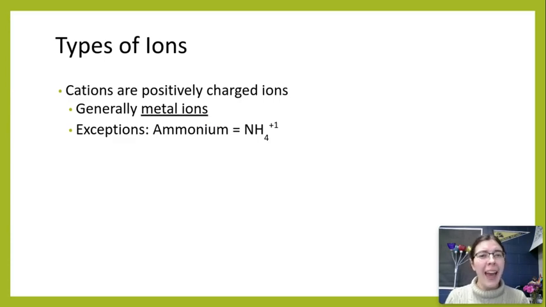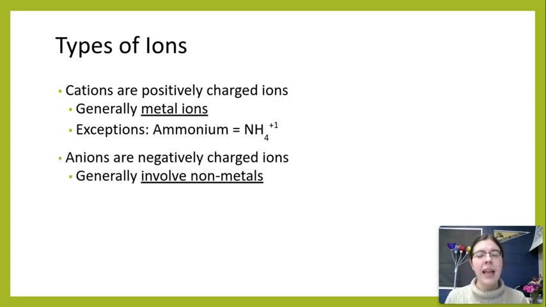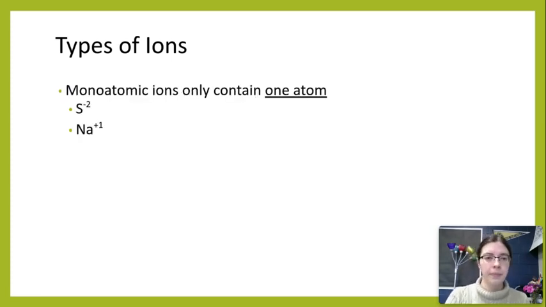Okay, so the first type we've actually discussed previously are cations. And cations are positively charged ions and they tend to be metal ions. Now, one big exception that you're going to see in this unit is ammonium. So ammonium is something called a polyatomic ion. We'll talk about that soon. That is positively charged. So its formula is NH4 plus 1. So it's a positive cation, but it actually has nonmetals in it. So we also have anions, and these are negatively charged ions, and these tend to be nonmetals.